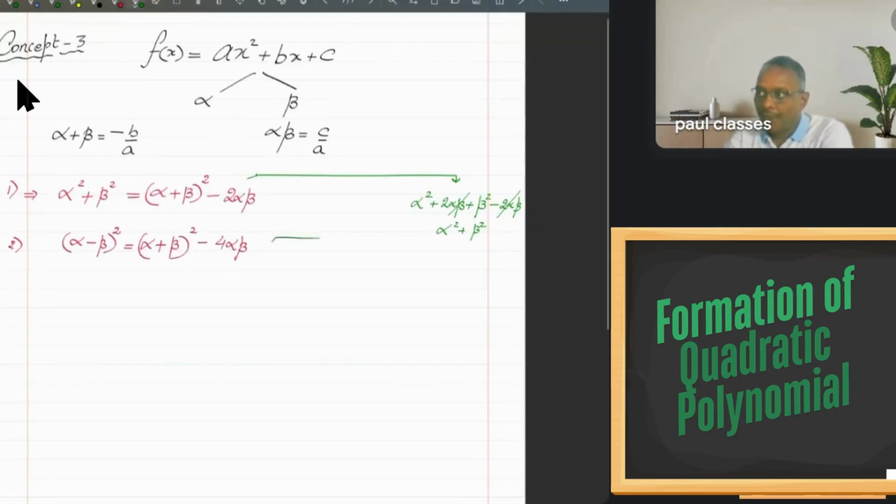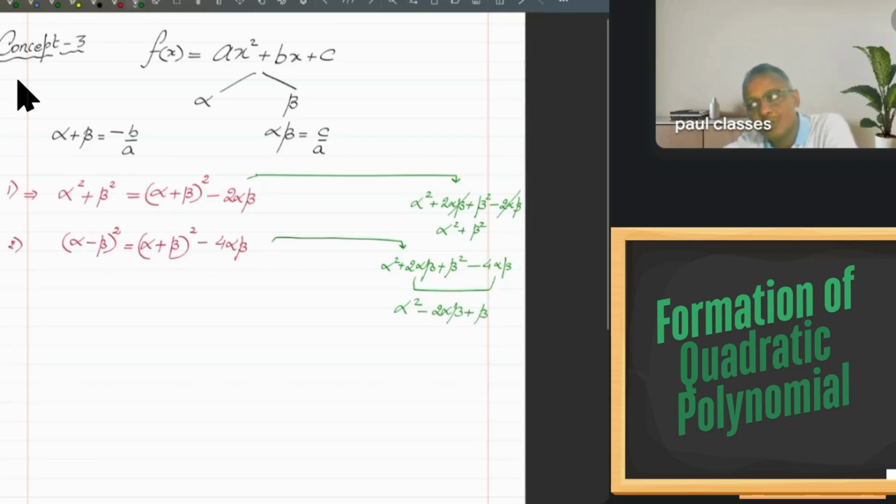मुझे बताओ what is the value of alpha plus beta whole square? अल्फा स्क्वायर प्लस 2 अल्फा बीटा प्लस बीटा स्क्वायर, इसके साथ माइनस 4 अल्फा बीटा. If I write, won't these two get added up? What is 2 minus 4? Minus 2?